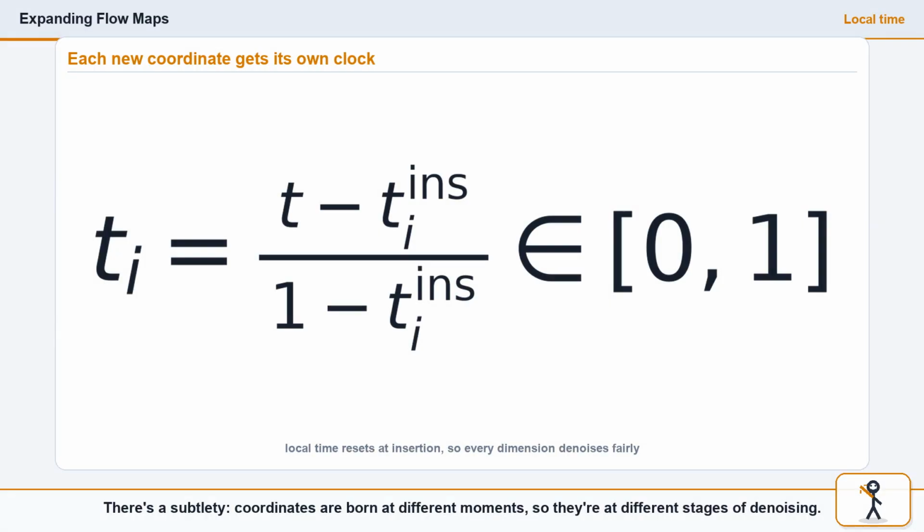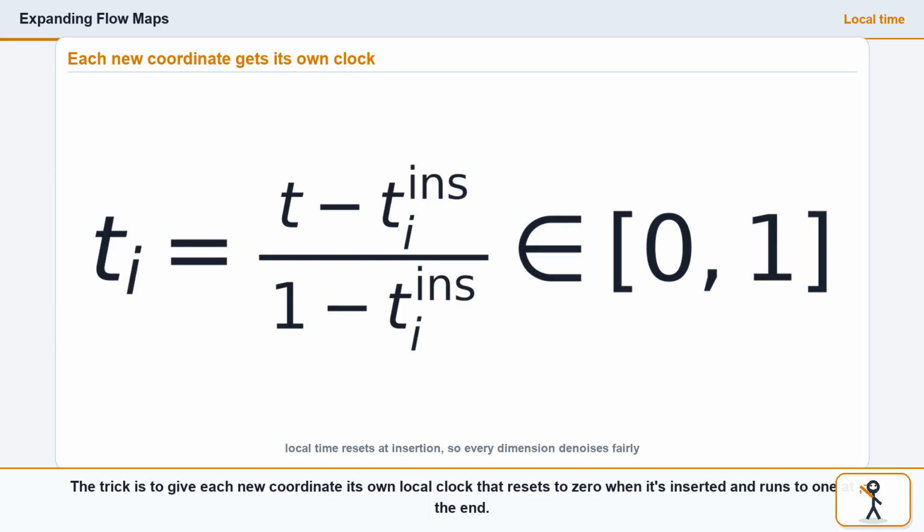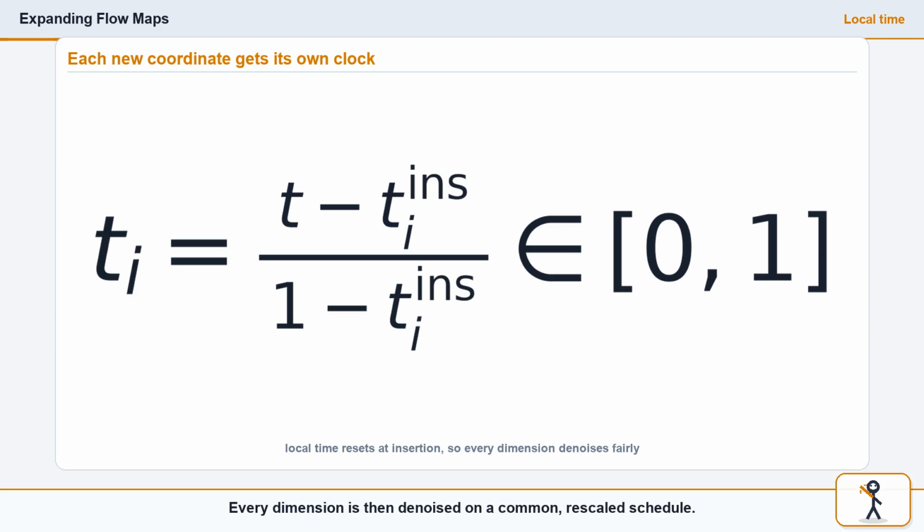There's a subtlety. Coordinates are born at different moments, so they are at different stages of denoising. The trick is to give each new coordinate its own local clock that resets to 0 when it's inserted and runs to 1 at the end. Every dimension is then denoised on a common, rescaled schedule.